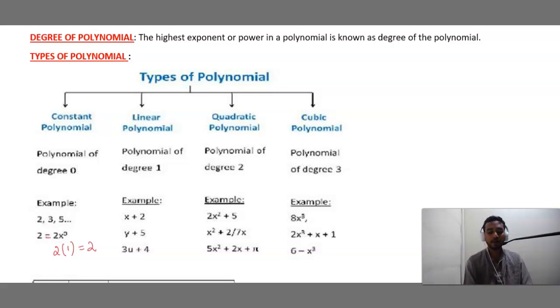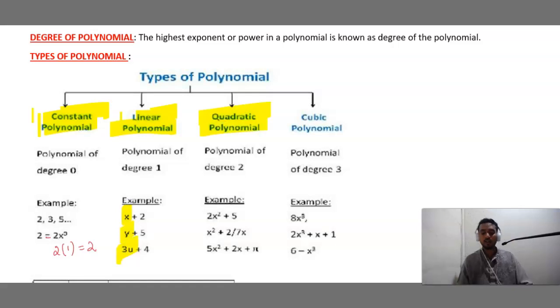Next, let me come back to linear polynomial. So what is a linear polynomial? If the highest degree of the polynomial is 1, that is called a linear polynomial. x plus 2: we can see what is the power of x. Nothing is there, means 1. y: nothing is there, means 1. 3u: u to the power of 1. That is known as a linear polynomial.